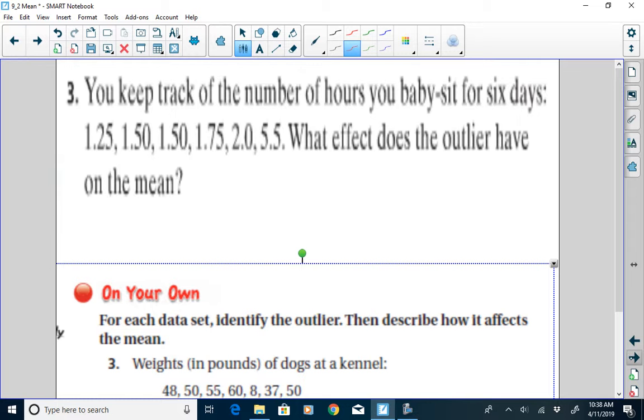Okay, let's take a look at this question. You keep track of the number of hours you babysit for 6 days. So you have 1¼ hours, 1½ hours, 1½ hours, 1¾ hours, 2 hours, and then 5½ hours. What effect does the outlier have on the mean? Well, first we identify the outlier, the score that is significantly greater or less than all of the other items, and we see that the outlier of 5½ is much greater than the other values. So what effect will the outlier have on the mean? It will increase the mean. So you would just have to identify that it would increase the mean.